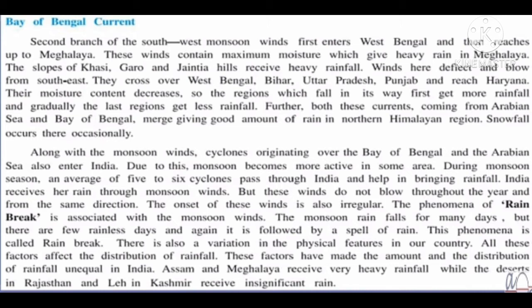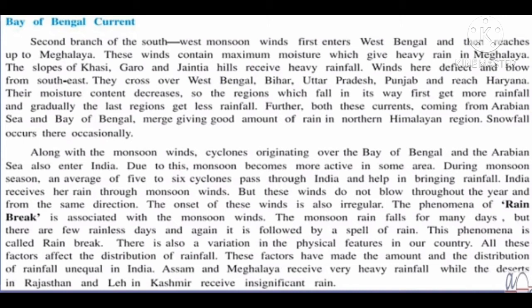There is also a variation in the physical features in our country. All these factors affect the distribution of rainfall. These factors have made the amount and the distribution of rainfall unequal in India. Assam and Meghalaya receive very heavy rainfall, while the deserts in Rajasthan and Leh in Kashmir receive insignificant rain.